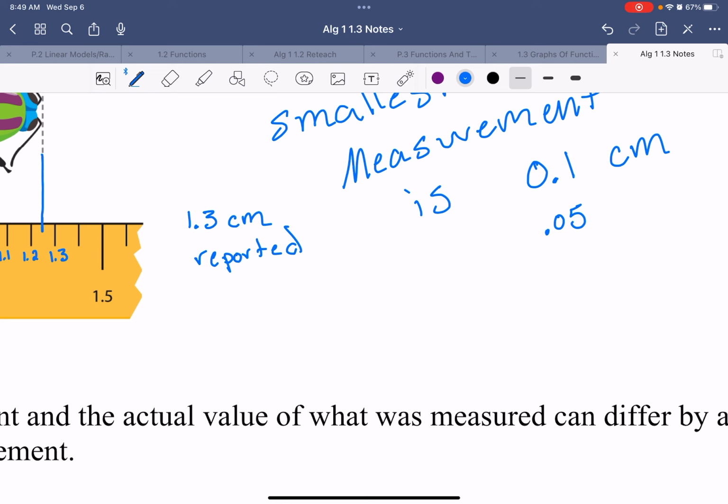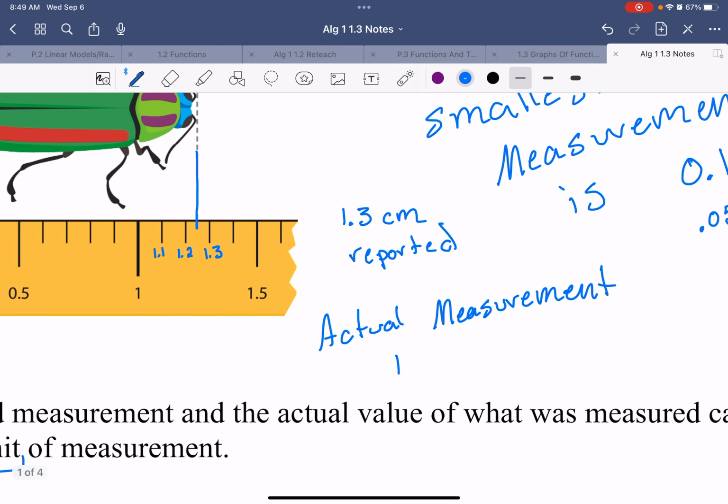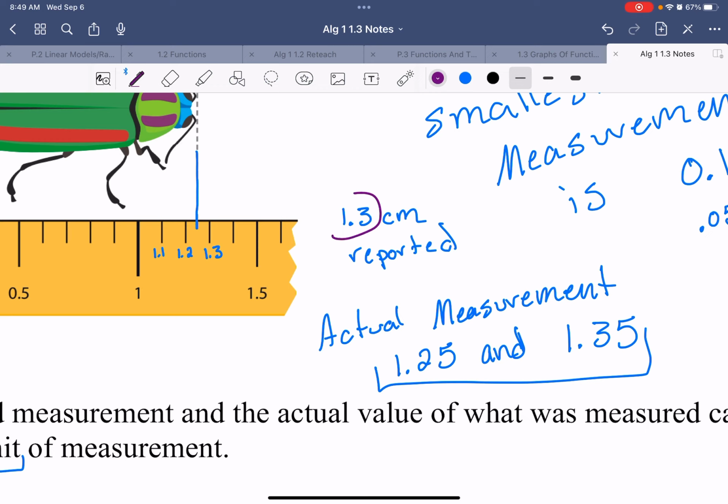Okay, and really I could be 0.05 on either side of it. So that tells me that my actual measurement could be anywhere between 1.25 and half a unit the other way, 1.35. So I know this beetle is actually 0.05 on either side of the measurement that I got.